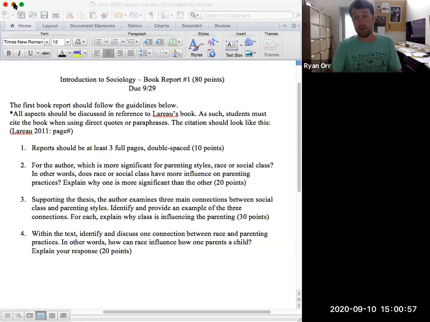And so all these characteristics that we're putting in one category or the other make the parenting styles different. But we have to keep in mind that they're all a consequence of the different class backgrounds.